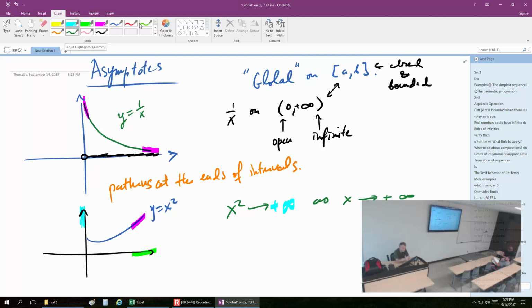Again, look at this branch. This is what's happening to x, and we're looking at what's happening to y. So x is moving from right to left. What's happening to y?